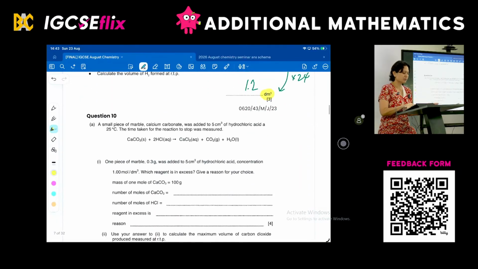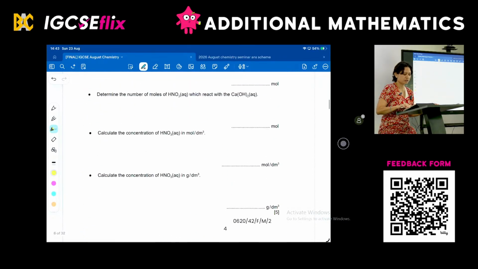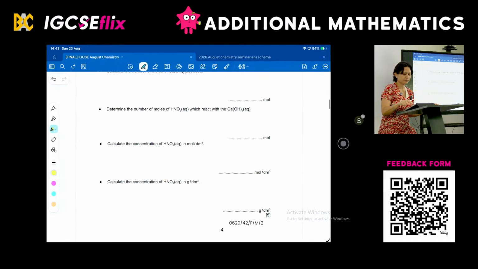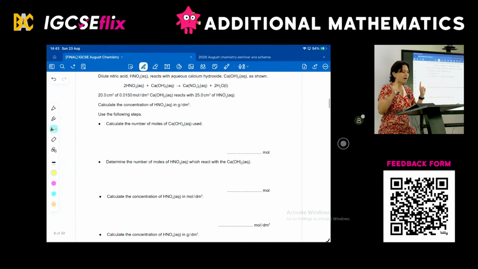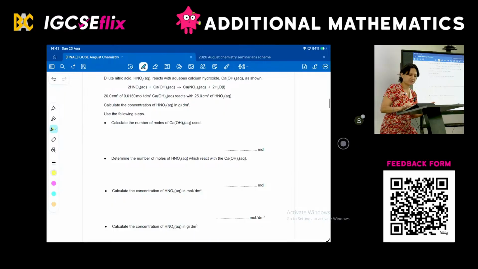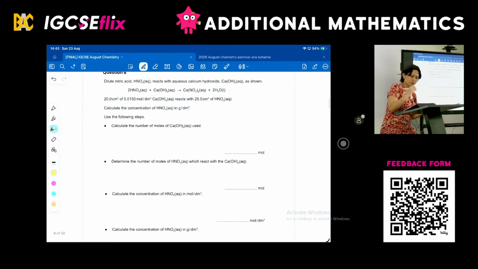Okay, 10. All right. I won't do this question. This one is an older question. The marking scheme is there. I want to do this question. This one is a more recent one. It's similar. Very, very similar. You only need to use one formula, which is the amount of moles is MV over 1000. Only one formula.